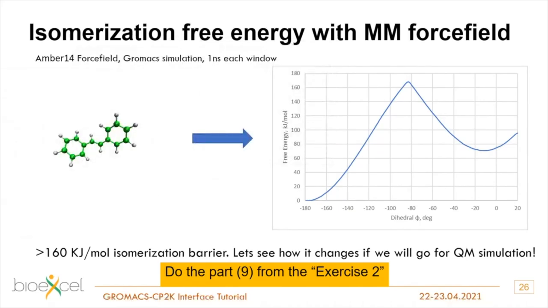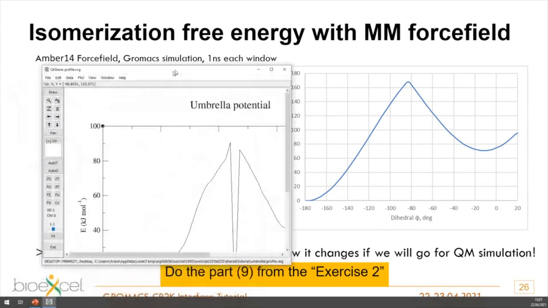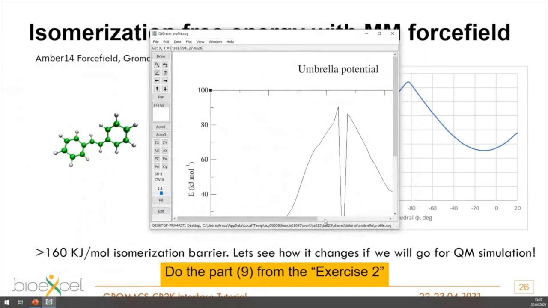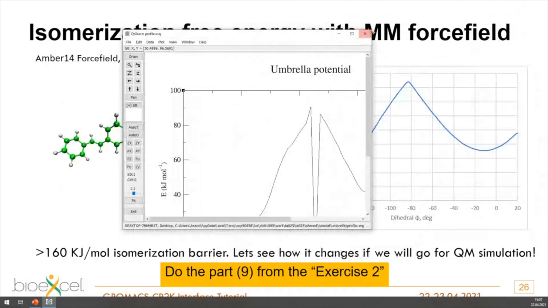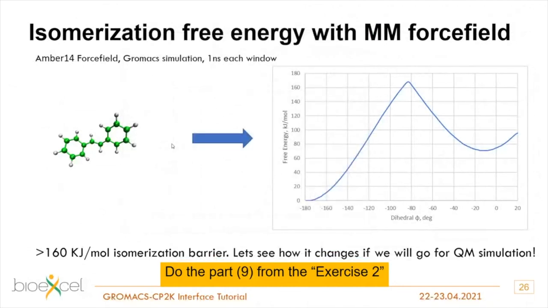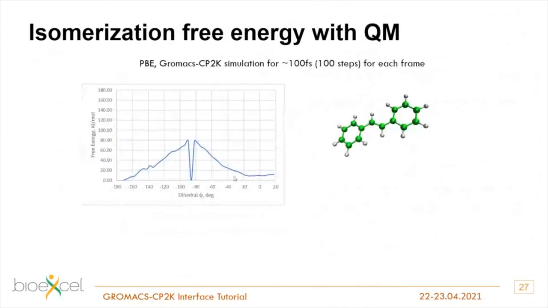Okay, and there are two files now. One is the profile.xvg file. The second is the histo.xvg file. The profile.xvg file looks like this. I can show you. So this is your profile. Something apparently happened in the middle, but I will show you what happened later, so you can do it yourself.